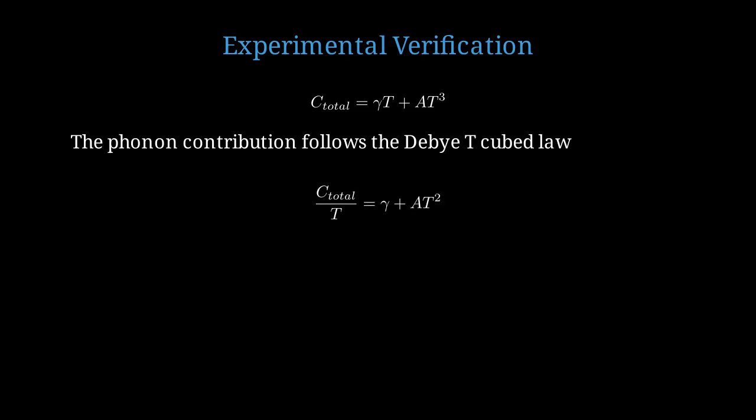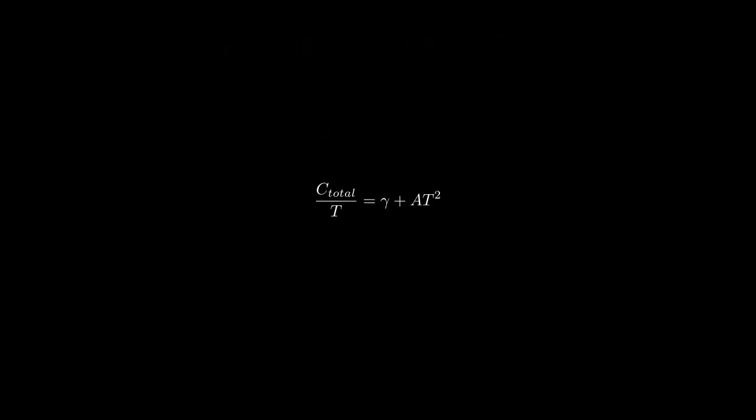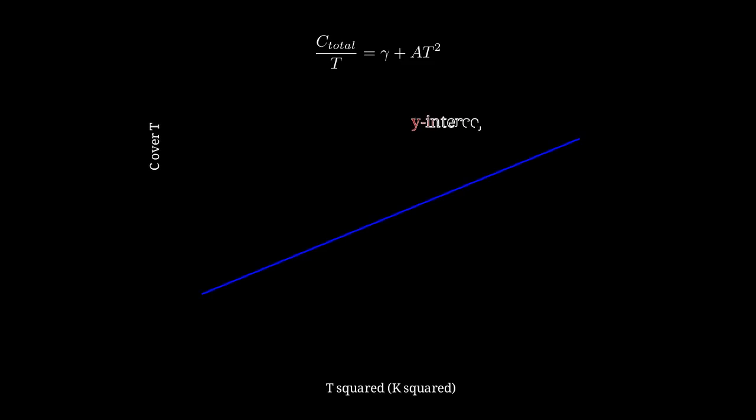To separate the contributions, we plot C total divided by T versus T squared. This gives gamma plus A T squared. When we plot C over T versus T squared, we get a straight line. The y-intercept gives us gamma, the electronic specific heat coefficient. The slope gives us A, the phonon coefficient.